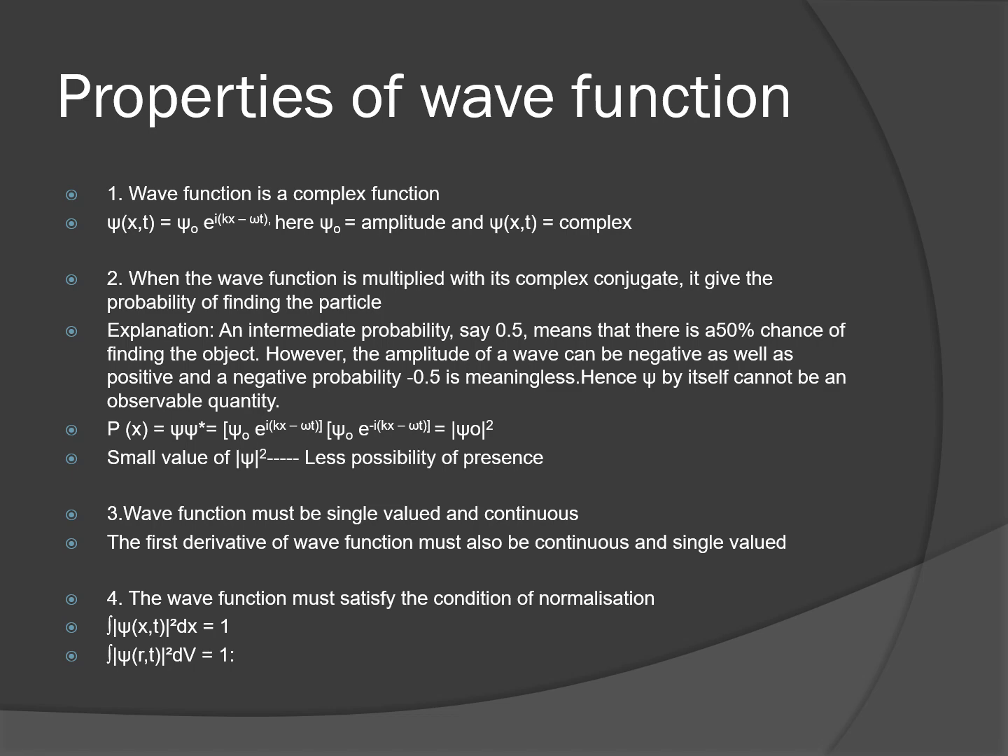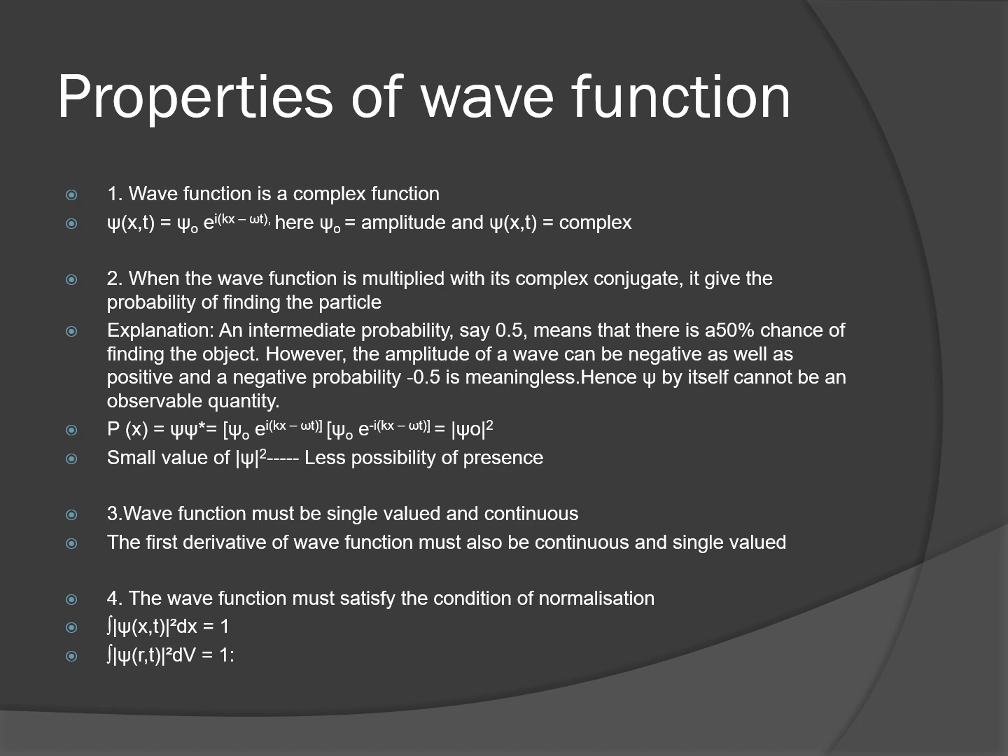One of the main properties of the wave function is that if I have an electron in a box, the probability of finding the electron is 1. This condition is called the condition of normalization. I find the integral of psi of x, t whole square, the probability density, and it must be 1. In one dimension, the integral of psi of x, t whole square dx is 1. In three dimensions, instead of dx, I will use the volume element dv, and it should be equal to 1.